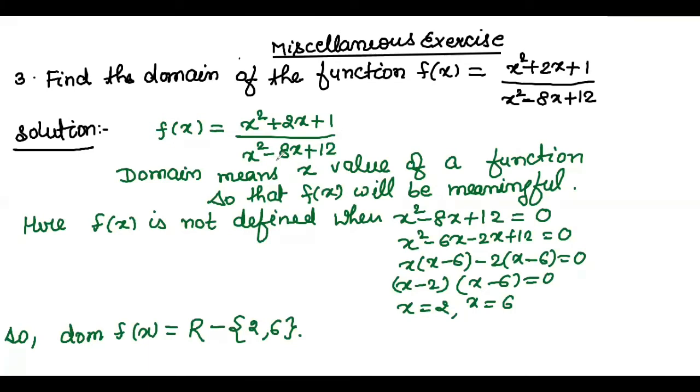And we know that domain means the x values of a function for which f(x) will be meaningful. So here I'm going to write f(x) is not defined when the denominator, x square minus 8x plus 12, is equal to 0. So we'll calculate it. We are getting x equals 2 and x equals 6. Means when we are applying x as 2 or 6, then we are getting a value that is not meaningful, means infinity we will get. So the domain of the function will be all real numbers except 2 and 6. So this is our final answer.